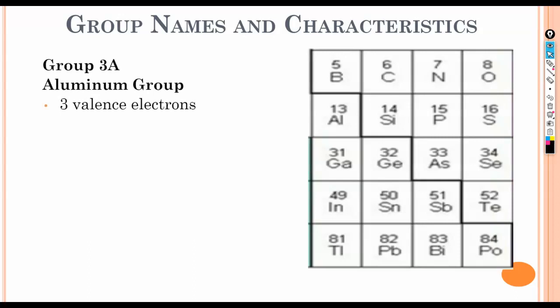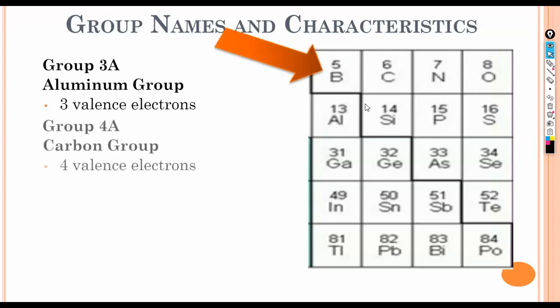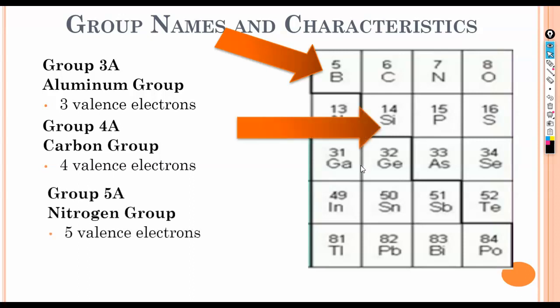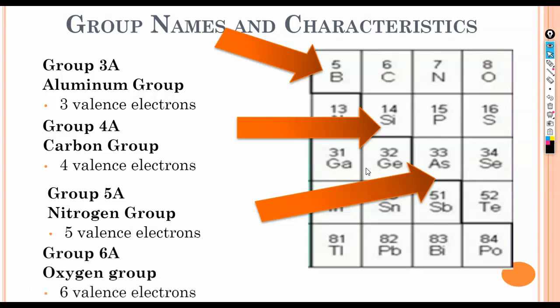Okay, group 3 is in the same group as aluminum. Group 3 has 3 valence electrons. Group 4 has 4 valence electrons, and so basically as you're going across the periodic table, you start with 1 valence electron, and you basically go up by 1 for each column. And so group 3 has 3 valence electrons, group 4 has 4 valence electrons, group 5 has 5 valence electrons, and group 6 has 6 valence electrons.